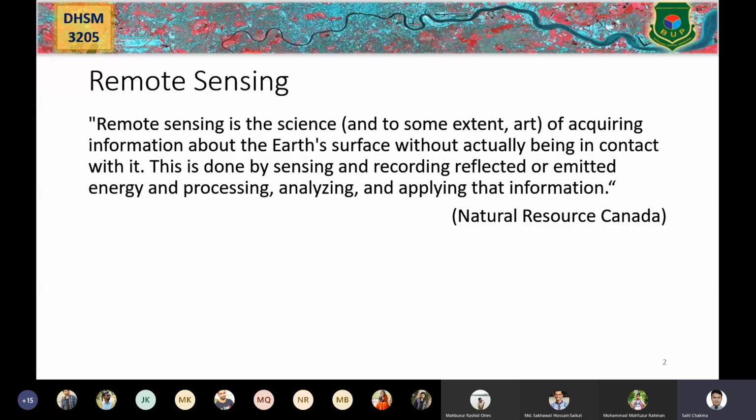So just to recap very briefly, in previous class, we talked about different tools and techniques, and then we also talked about how important remote sensing is as a tool or as a technique. By technique, I mean the techniques of remote sensing, the techniques of data collection. So from now on, we are going to focus on remote sensing.